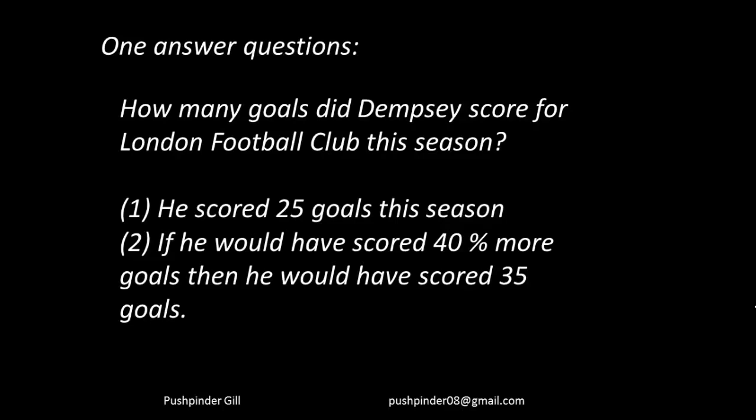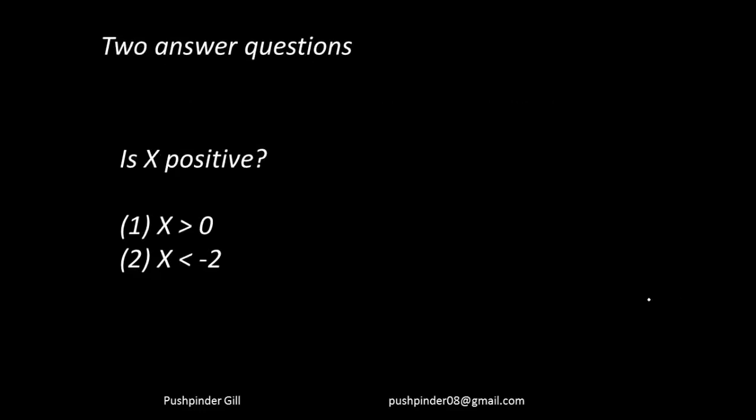First is the one answer question. So he is asking you how many goals did Dempsey score. There is only one answer to that, right? He scored 25 goals. That's the answer. If he says he scores more than 20 goals, then I don't know what the answer is. So these are one answer questions, or simple data sufficiency questions, wherein you just have to find one answer.